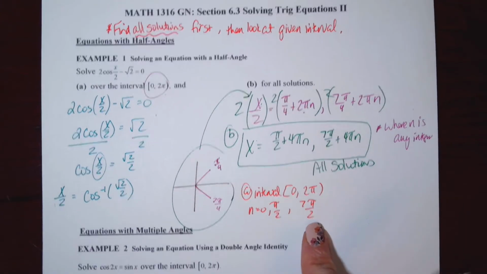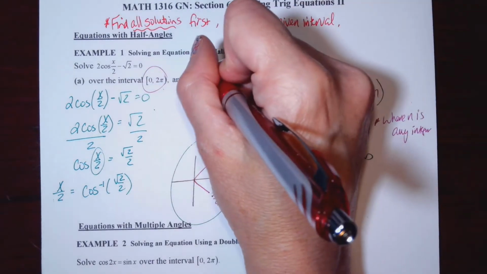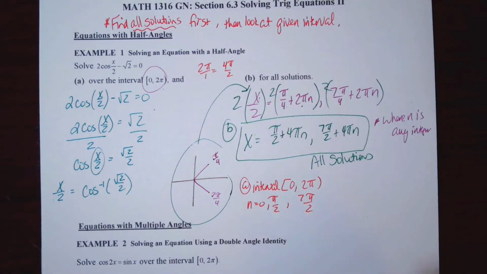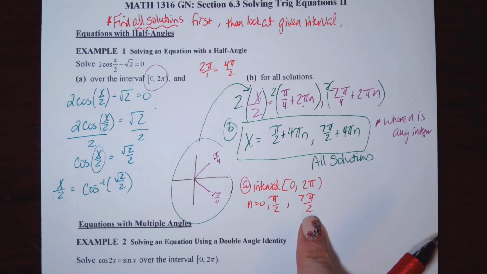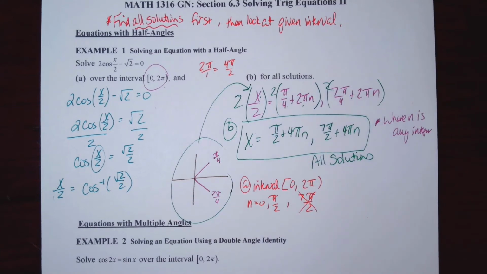Well, 7 pi halves, 6 pi halves, no, let's try that again. 4 pi halves is 2 pi, right? 2 pi equals 4 pi halves. And if I'm at 7 pi halves, I'm already outside that interval. So that is outside my interval.